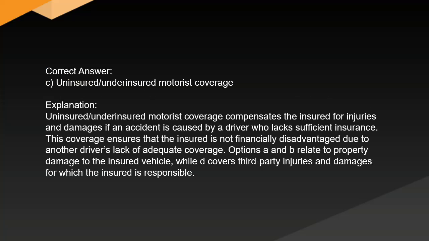Correct answer. C. Uninsured underinsured motorist coverage. Explanation. Uninsured underinsured motorist coverage compensates the insured for injuries and damages if an accident is caused by a driver who lacks sufficient insurance. This coverage ensures that the insured is not financially disadvantaged due to another driver's lack of adequate coverage. Options A and B relate to property damage to the insured vehicle, while D covers third-party injuries and damages for which the insured is responsible.